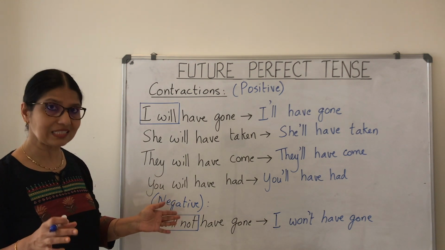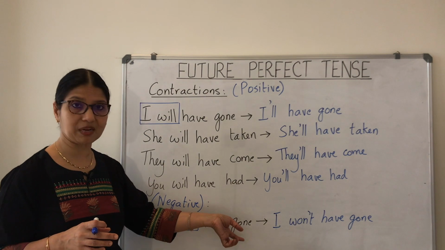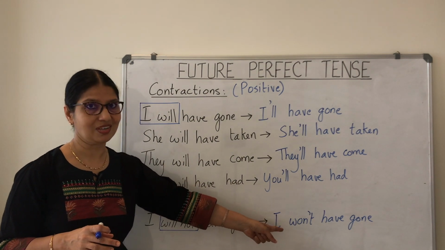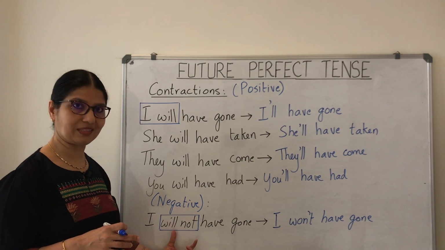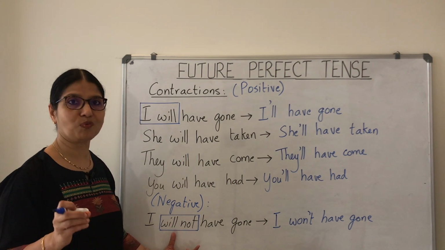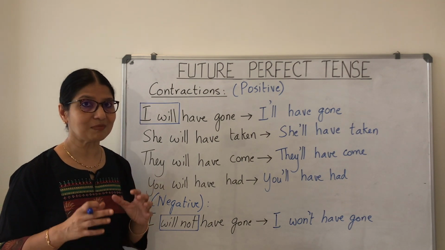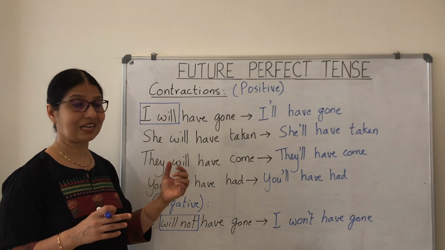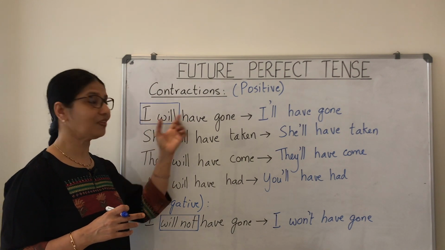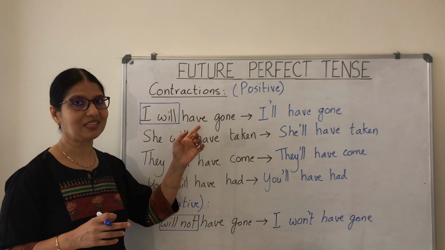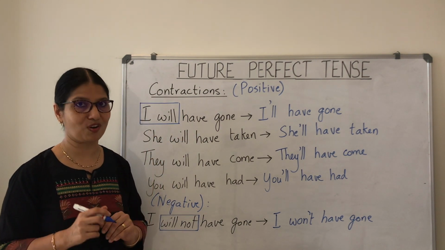And with a negative, you can see that I will not have gone has become I won't have gone. So there what I did is I put will and not together, and you have the short form won't being made there. But then you can hear sometimes speakers using the contracted form of these three. So you might hear people saying I've gone, but you know that it's used only while speaking. We never use it in the written form.